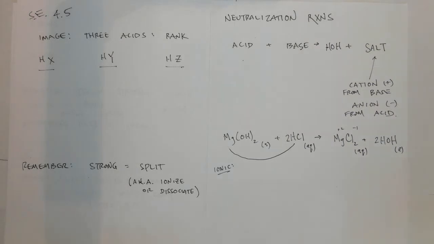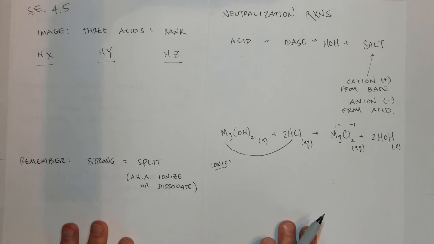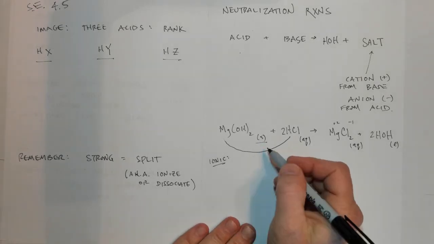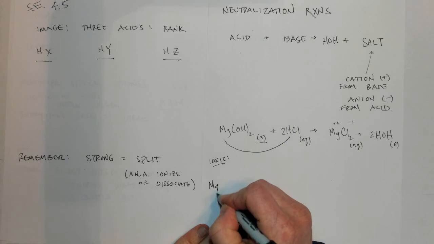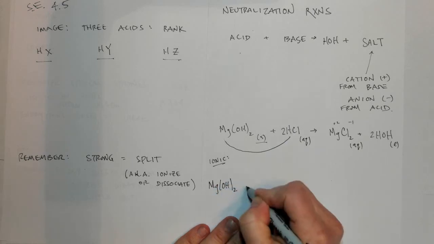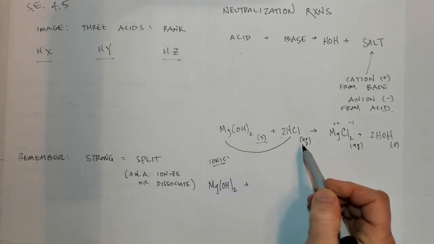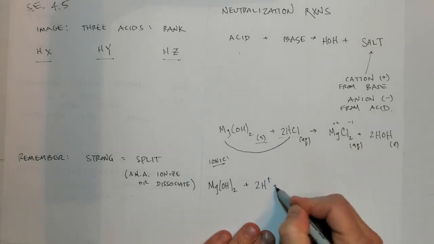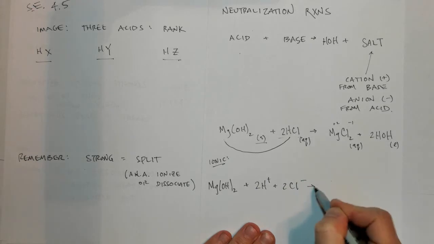From this, we want to write what is called the ionic or net ionic equation. And to do this, we have to go through the same process we did for precipitation reactions. If it's a pure solid, leave it together. So we just write magnesium hydroxide. If it's a strong acid or a strong base or a strong electrolyte, we want to split it. And so we would split this up into 2H plus and 2Cl minus.